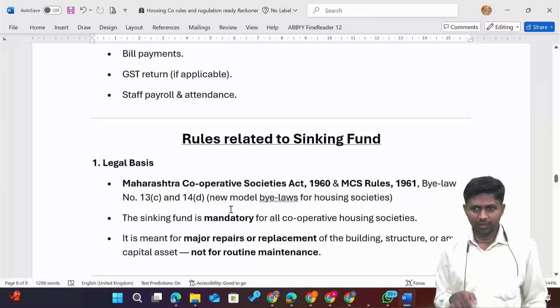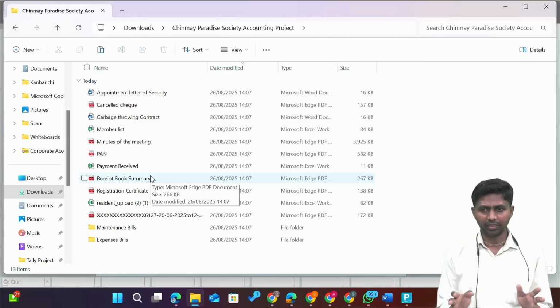Then after that, rules related. This is a very important matter. To fulfill accounting standards and do the actual entries, you require to follow the income tax provisions and GST provisions if GST is applicable. Correct. Now, first, as per the Income Tax Act, we must have registration of the society under the Maharashtra Cooperative Society Act.